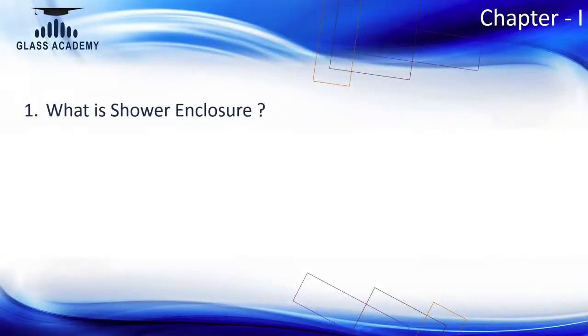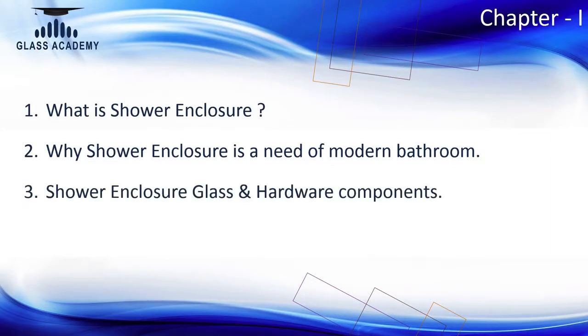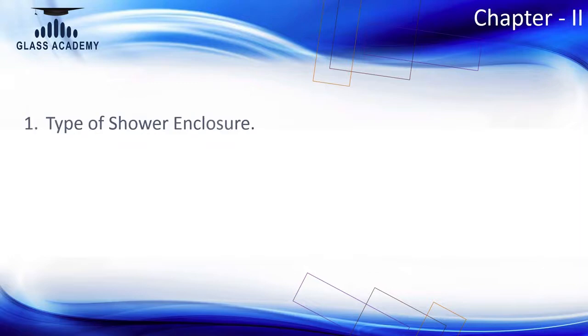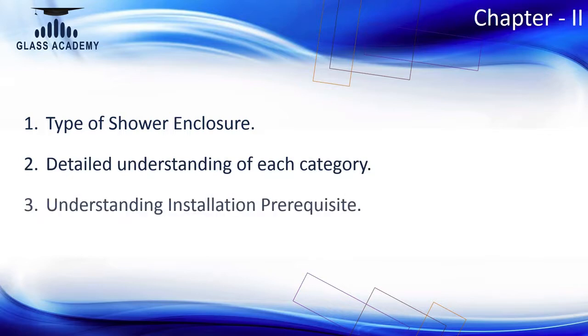In chapter 1 we will talk about what a shower enclosure is. Basically, we will understand what it is, then we will go through the product understanding of why a shower enclosure is needed in a modern bathroom concept. Then we will go through the shower enclosure and its hardware and glass components. In chapter 2, we will talk about types of shower enclosure, each and every category in detail, and then of course understand the installation practices for this product.